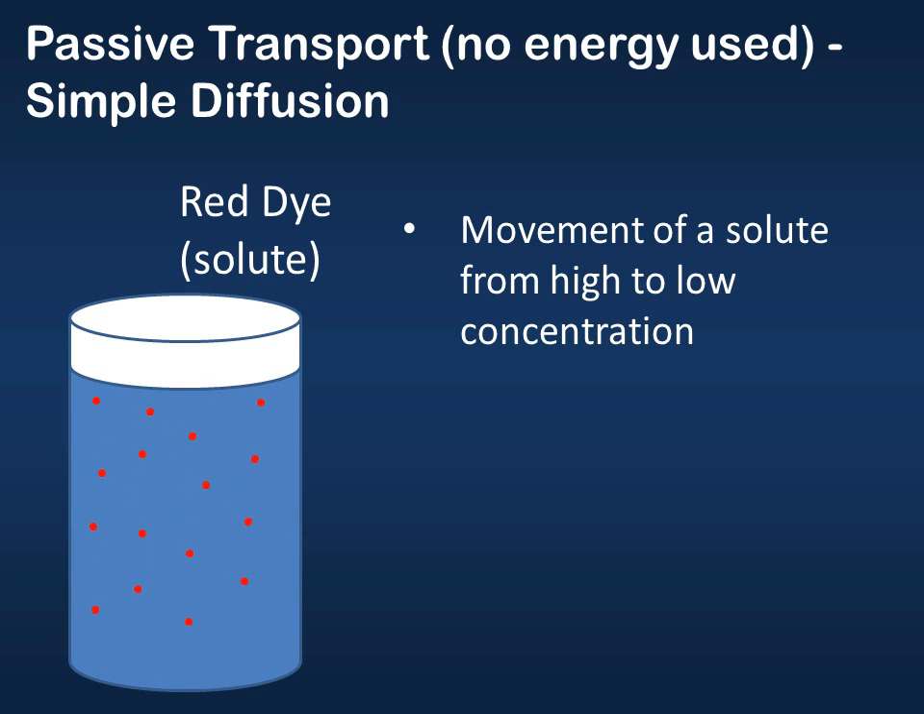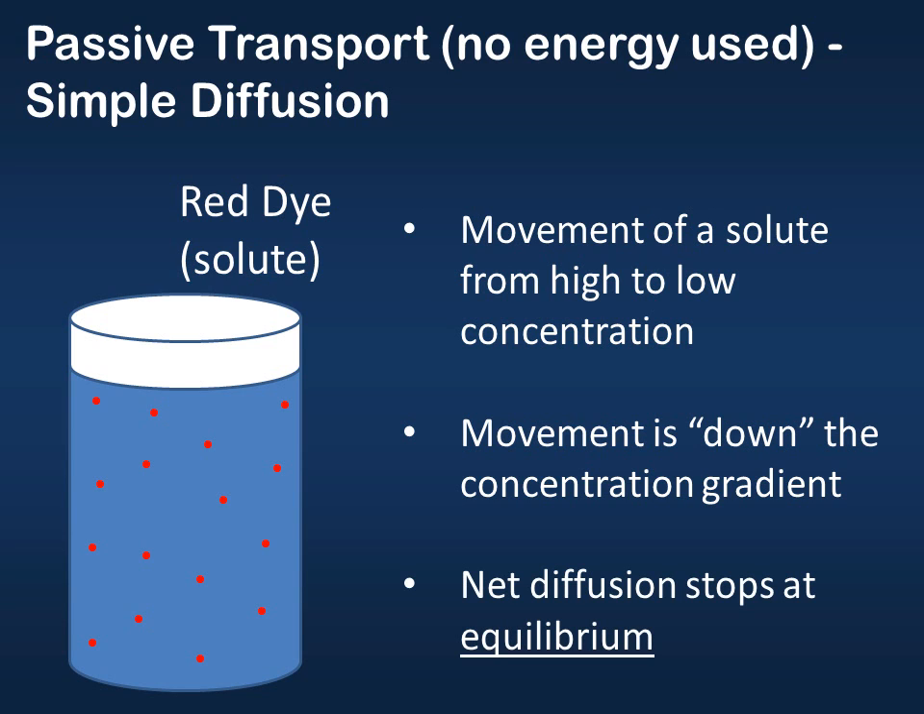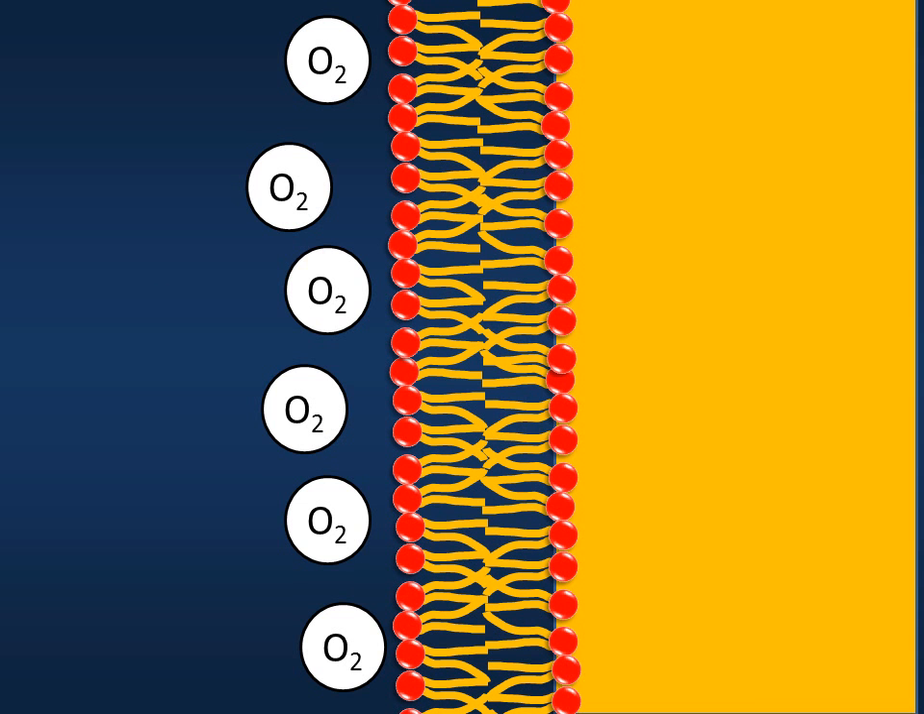So they will disperse throughout the entire beaker of water, moving from high to low concentration. That movement, we say, is traveling down the concentration gradient. So all those other areas of the glass that didn't have the dye molecules were areas of low concentration, and the dye molecules went there. Now notice that the molecules do disperse evenly, and the net diffusion will stop at that point where there's equal solute concentration throughout the solution, and this is what we call equilibrium.